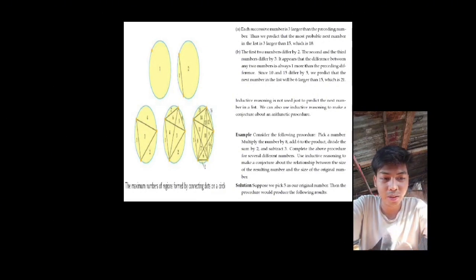Use inductive reasoning to make a conjecture about the relationship between the size of the resulting number and the size of the original number. If the length of a pendulum is quadrupled, what happens to its period? So, the solution is, in the table on the previous page, each pendulum has a period that is the square root of its length. So, we conjecture that a pendulum with a length of 25 units will have a period of 5 seconds.